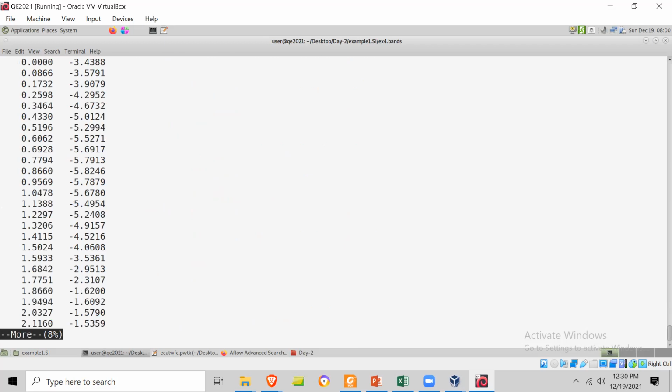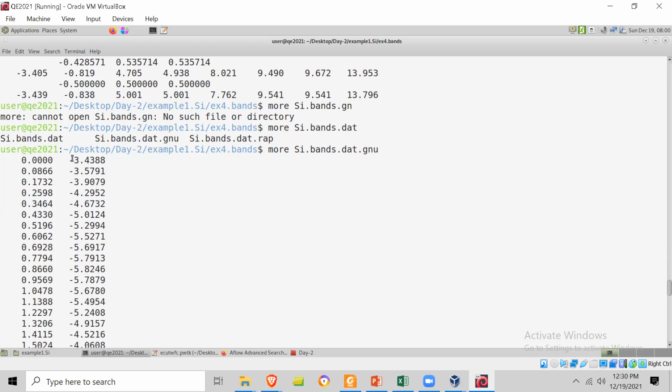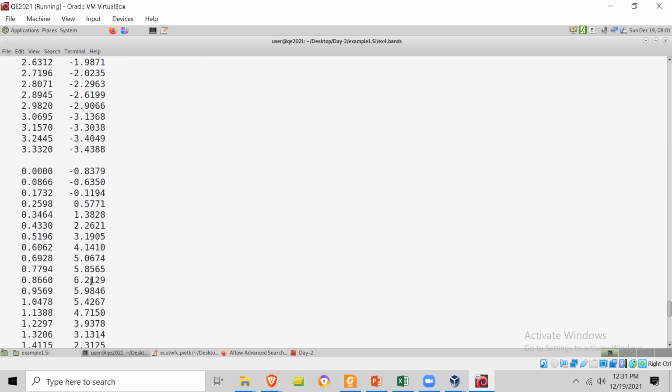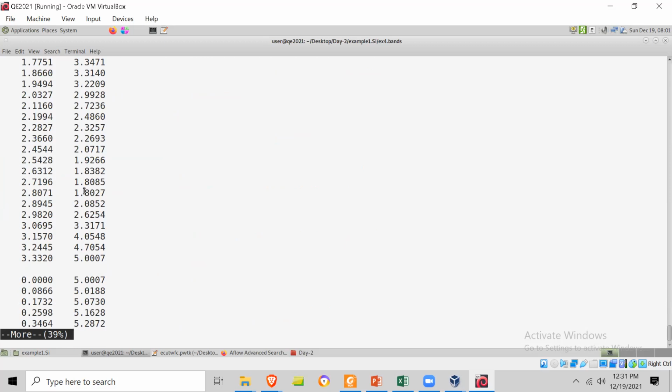Yeah, this also gives you the values for each of these. Now this gives the bands basically. This is the first band probably that's going from -3 to negative. Yeah, that's all negative. So that's the first band. Then you have the second band coming up, and then the third band. So you have the bands coming up here.